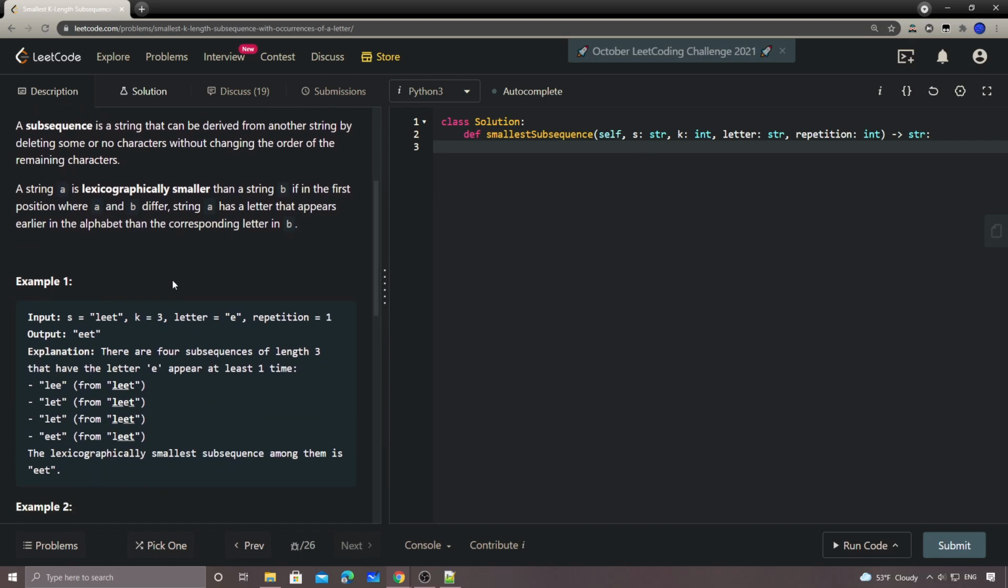So for example, we have leet, right? And the length is 3, and the letter we're looking for is E. So the letter is E and the repetition is 1, which means we need at least one letter E. So the answer is EET, right? For this LEET, since the length equals 3, we have this one or this one, right? But the EET is smaller than the LEE.